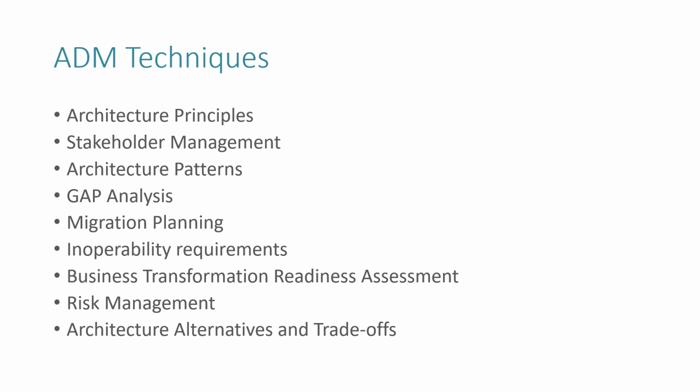Defining the architecture alternatives, which we saw on the previous slide, is also a technique. Similarly, there is a technique for stakeholder management. For migration planning, the ADM also provides some techniques. If you read this migration planning technique, it explains how to define metrics, catalogs for migration planning, and so on. For business transformation readiness assessment there is also a technique, so enterprise architects can analyze whether the business is ready for the transformation. TOGAF provides some templates for this assessment, and similarly for risk management.